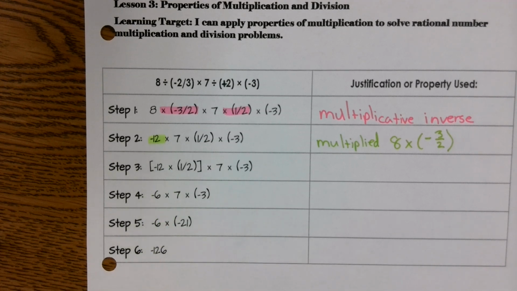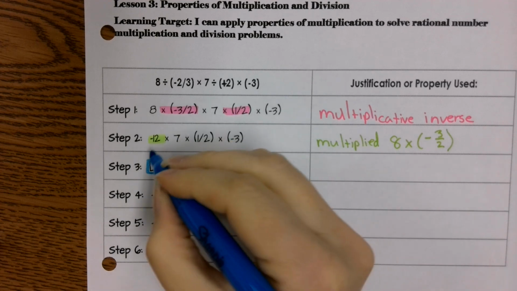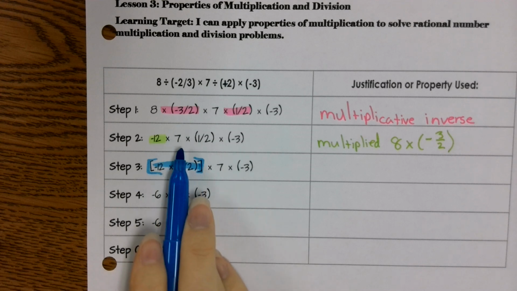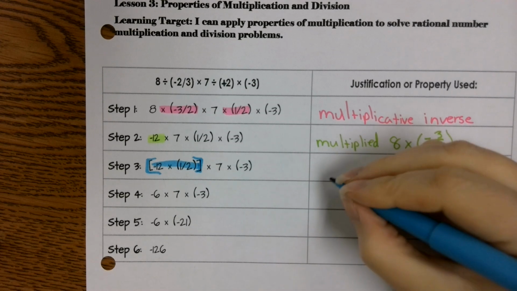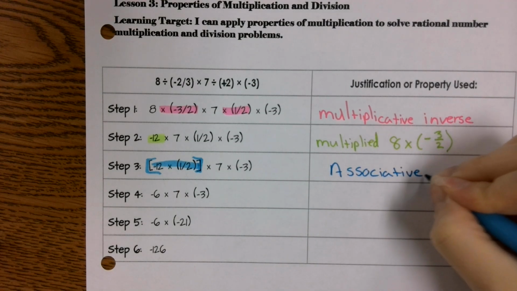Okay, but then going from step 2 to step 3, what property happened, Caleb? Associative property. So located right here, we are seeing an associative property that occurred. Originally, we had negative 12 times the 7 times the 1/2. Now we've created a grouping. When we group things or change something inside of a group, that becomes the associative property. We're associating things together. So this is associative property.